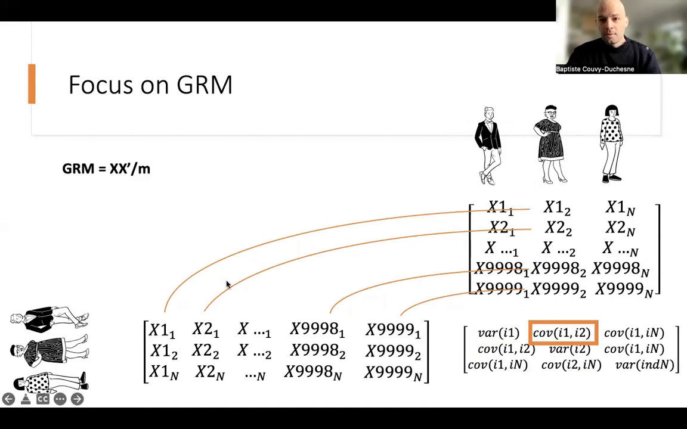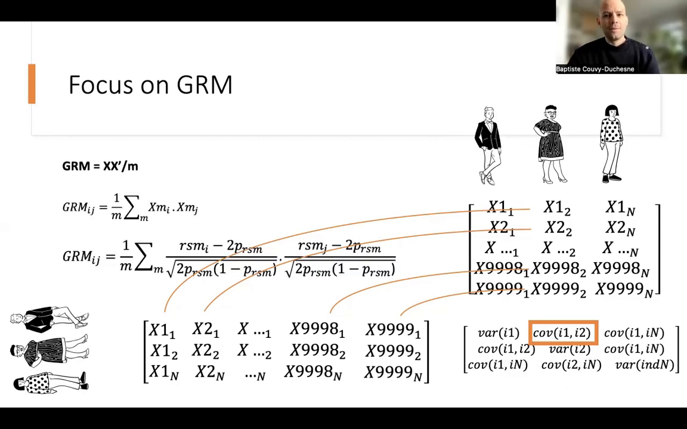So we're going to calculate the products of each X1 values, X2 values, and then sum them across the genome to get this, which is in practice a covariance of the two individuals in terms of their genome or observed genome.